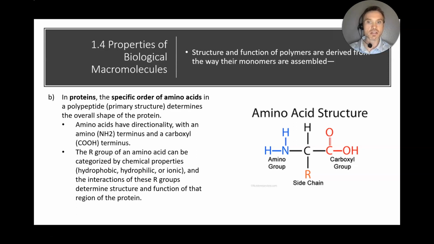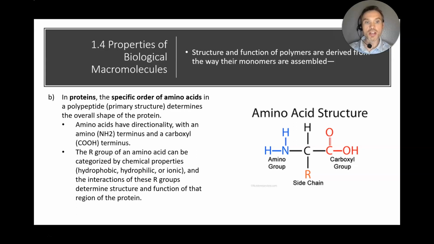Amino acids have directionality, with an amino terminus, that is the NH2, and a carboxyl terminus, the C double bond O, OH terminus. We represent this by the amino, or the N terminal, and the carboxyl, or the C terminal, of the amino acid chain. The R group of an amino acid can be categorized by its chemical properties. These properties include hydrophobic, hydrophilic, and ionic, and it is the interaction of these R groups that determines the structure and function of that region of the protein.